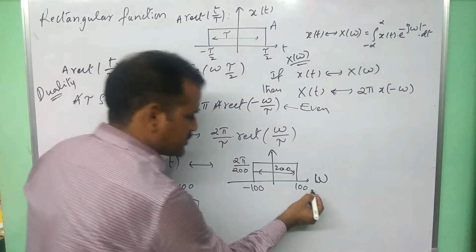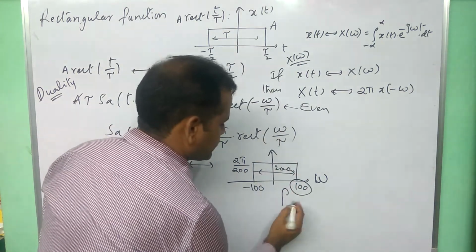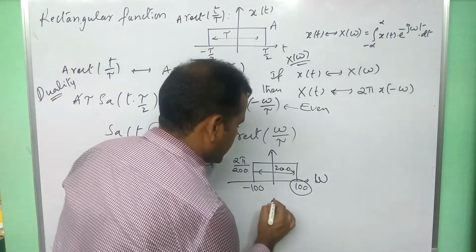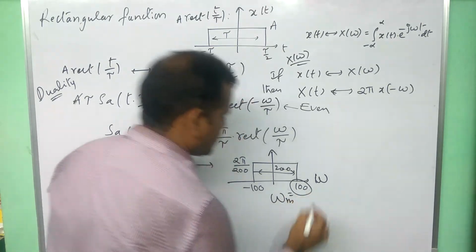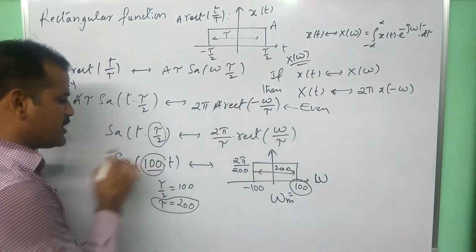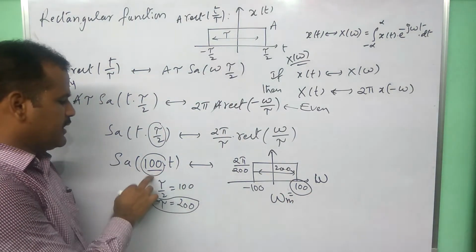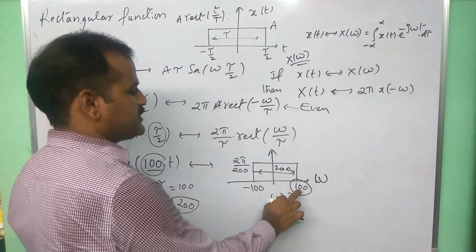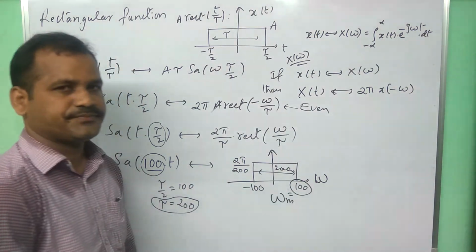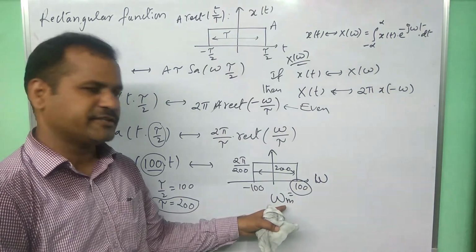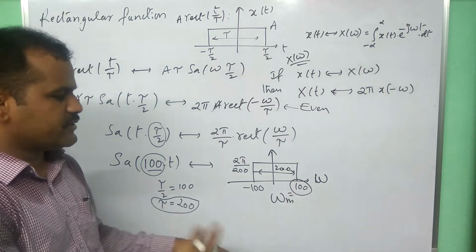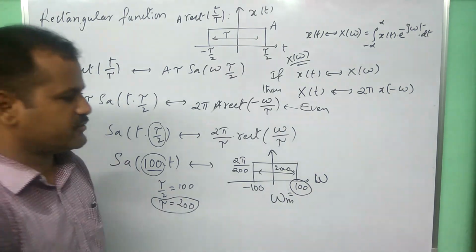Of course, the highest frequency is 100. ωm is the highest frequency, that is 100. So whatever constant is multiplied with t in the sampling function, that constant is nothing but the highest frequency of this function. The double of the highest frequency is the Nyquist rate. We will do this discussion in the Nyquist rate calculations. Right? Thank you.